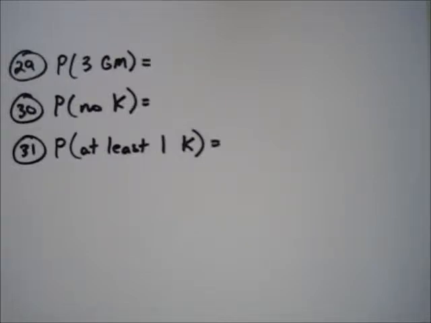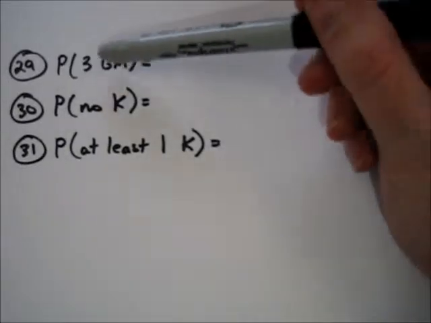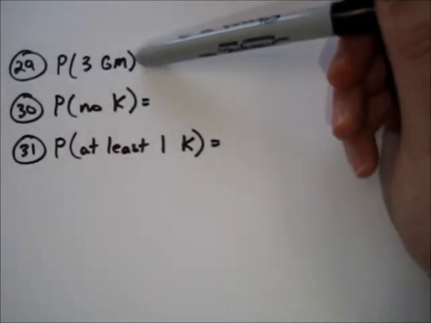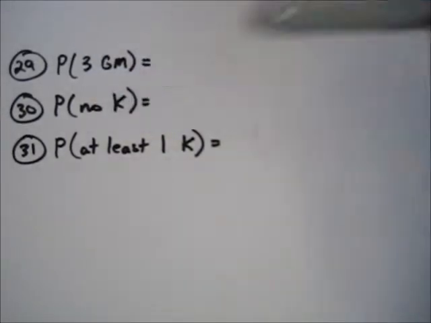If Mrs. Alexander selects 3 of these 12 boxes at random, determine the probability that she selects, in problem 29, 3 boxes of General Mills, in problem 30, no boxes of Kellogg's, and in problem 31, at least 1 box of Kellogg's. Now, it doesn't specifically say in this problem, but I'm going to assume that she selects these boxes without replacement. So, as if she were going to go buy them.